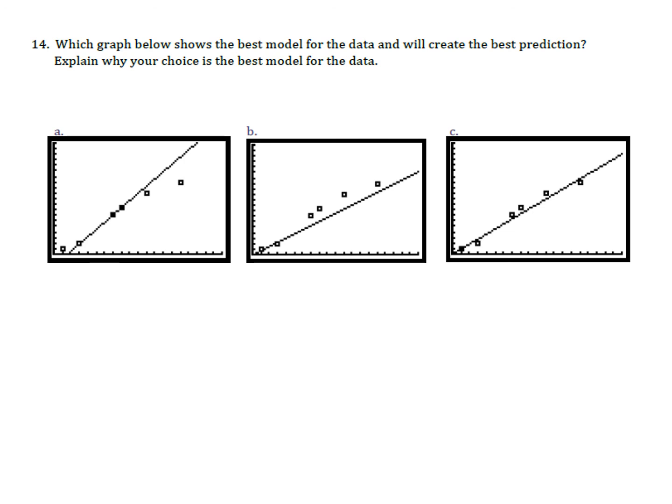Again, different scale. It says which graph below shows the best model for the data that will create the best prediction, and explain why your choice is the best model for the data. Now notice there are more points, so this is not the data from the previous example. It looks like we have 6 data points. So is line A, part A, the line of best fit, part B, or part C? Which one of those lines best fits that data?